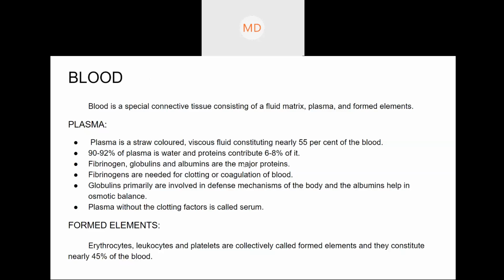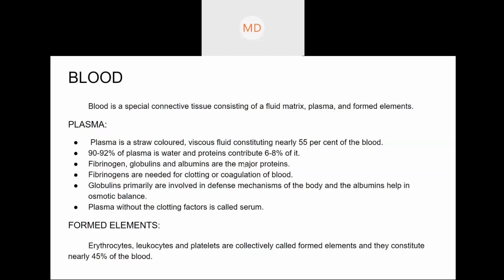And blood is also known as liquid connective tissue. Why connective tissue? Connective because it has a matrix. It has a fluid matrix, and also because it connects one part of the body to another. That is why it is known as a connective tissue. Blood is known as liquid connective tissue since it is liquid.